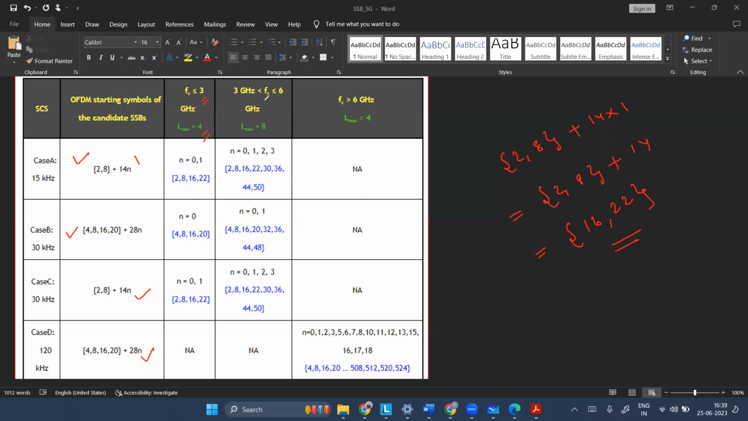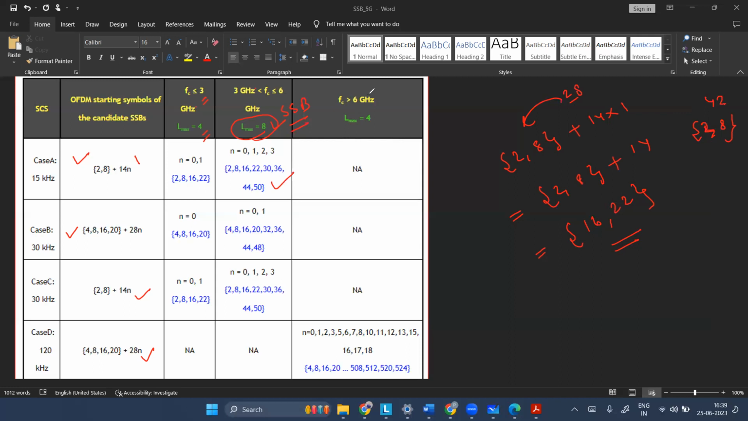Now, if we talk about this 3 to 6 gigahertz carrier frequency, Lmax, which is basically the maximum number of possible SSBs, is 8. So the possible values of n here are 0, 1, 2, 3. If you put 0, you get 2, 8. If you put 1, you get 16, 22. If you put 2 here, this becomes 28, so 28 plus 2 is 30, and 28 plus 8 is 36. And if you put 3 here, 14 into 3 is 42. So 42 you add to {2, 8}. So this is 44, and 42 plus 8 is 50, right?